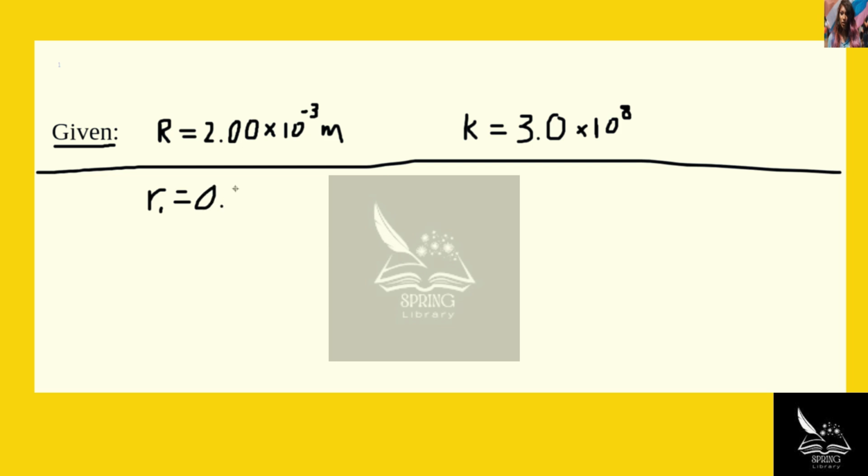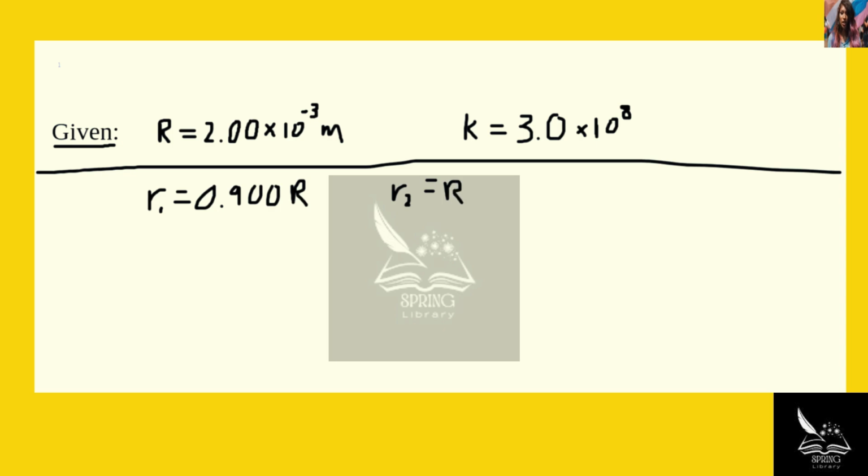What is the current through the outer section bounded by r equals 0.900 R and r equals R? So our boundaries here are: we'll call this r1 is equal to 0.900 R, where this is big R, and r2 is just equal to big R.